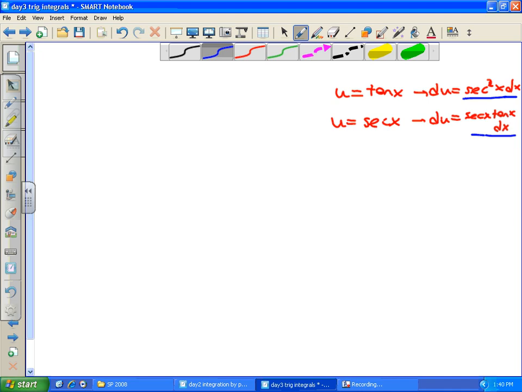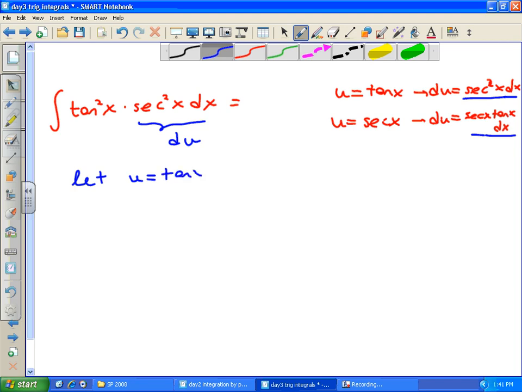Okay, so with that in mind, let's take a look at this next example, the integral of tangent square times secant square. Okay, there's already a secant square reserved, right? So this is going to be one of the easier ones. This can already be reserved as our du. If you are reserving that for your du, what should your u be? Tangent x, then du is secant square.